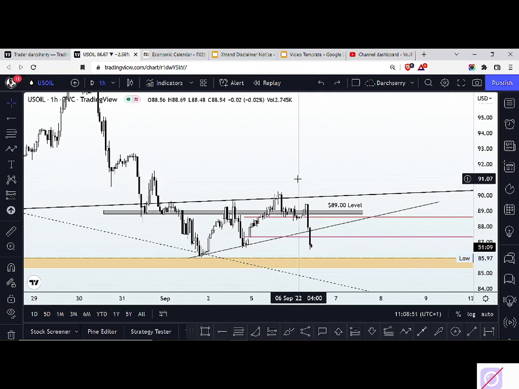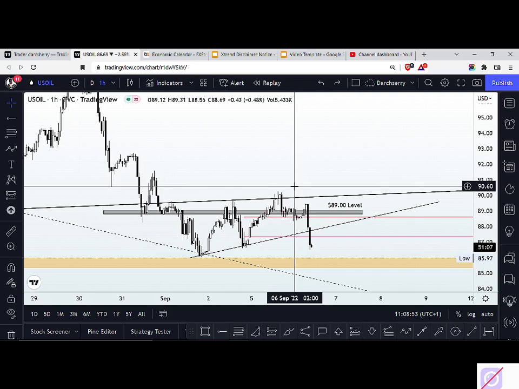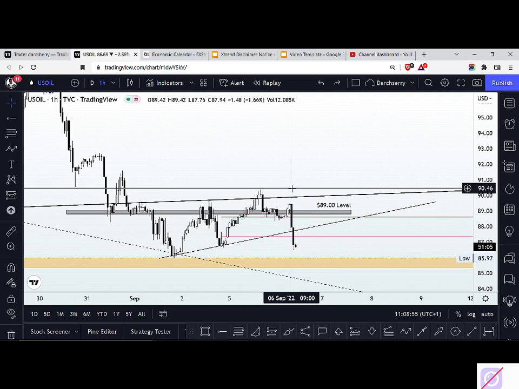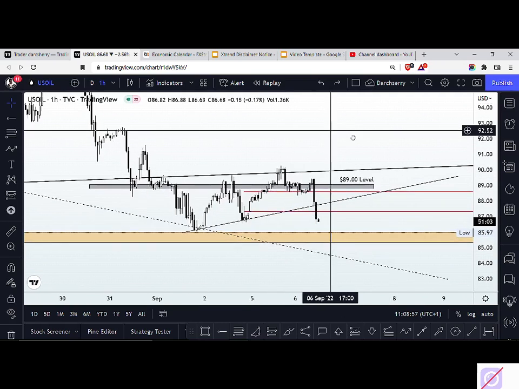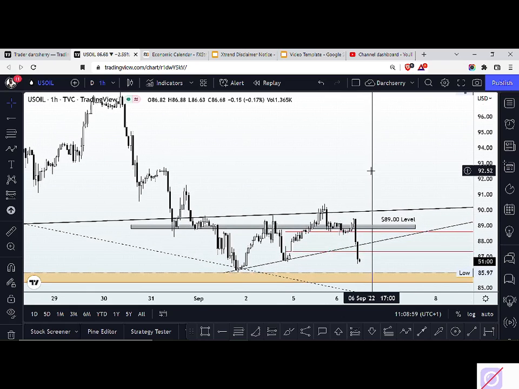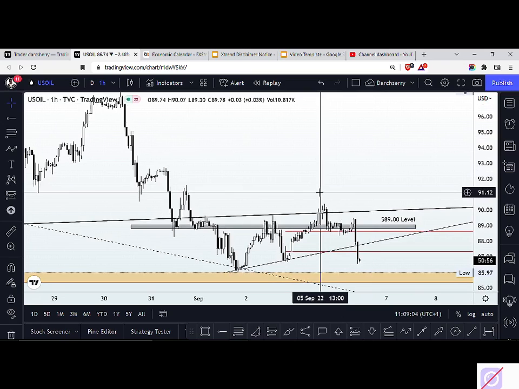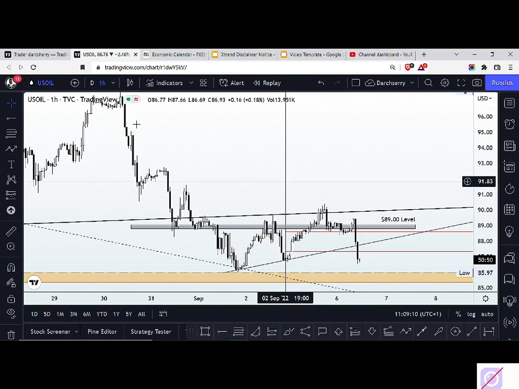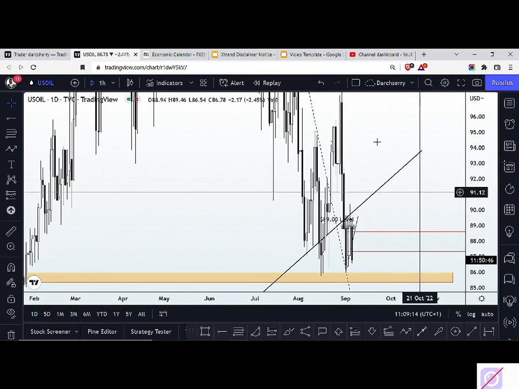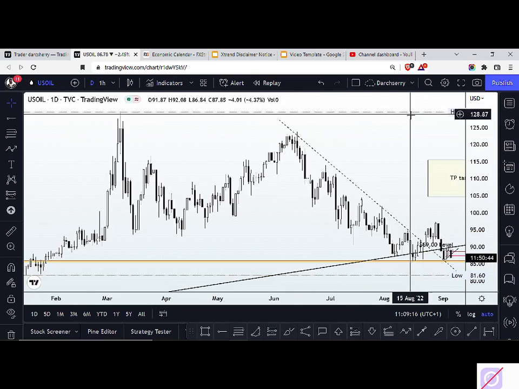So now going into the New York session today, what is going to be our plan? Now, if we look at the current structure we have here on the 1 hour time frame, I think it's appropriate we go to the daily time frame. Let's see what's happening, especially for those who were not part of this session yesterday, so that we can all be on the same page. I think that's fair enough. So let's scale up to the daily time frame. And what do we have here on the daily time frame?